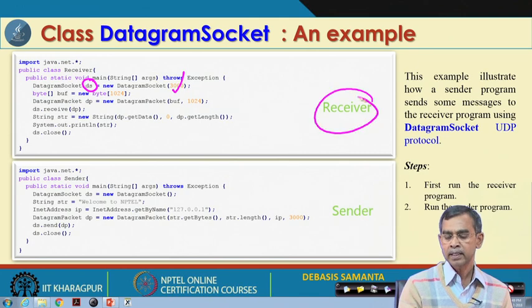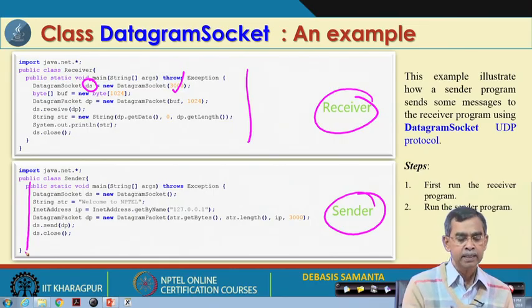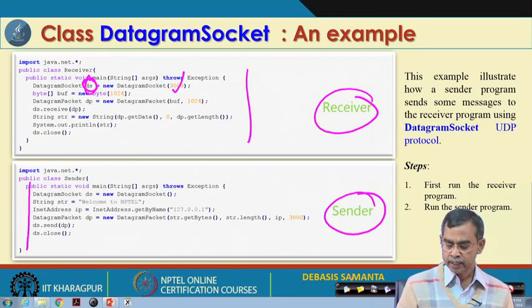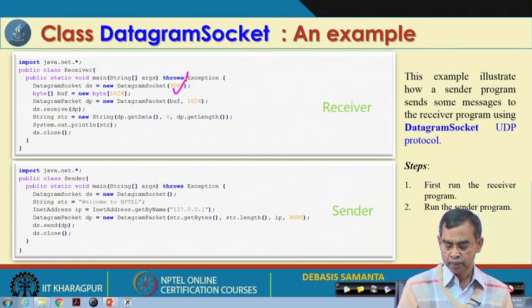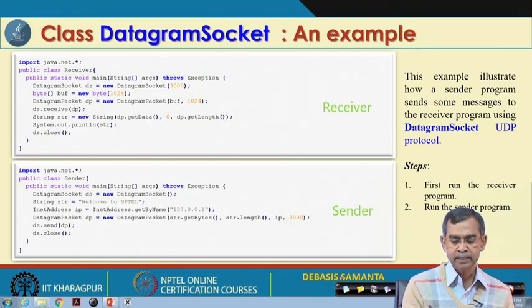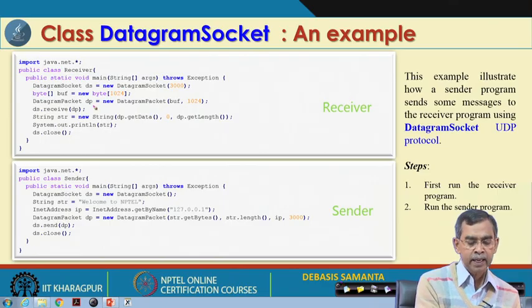One party is called the receiver, another party is called the sender, and this is the receiver socket and this is the sender socket. The idea is very simple. First you have to create a datagram socket object as you have created here, and for this I have mentioned the port number. The port number should be the same, as these two programs run on the same machine. So, for both receiver and sender it has the same port number.